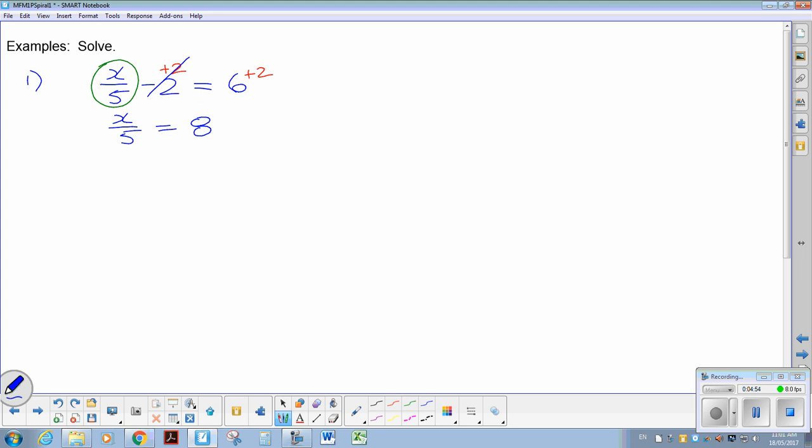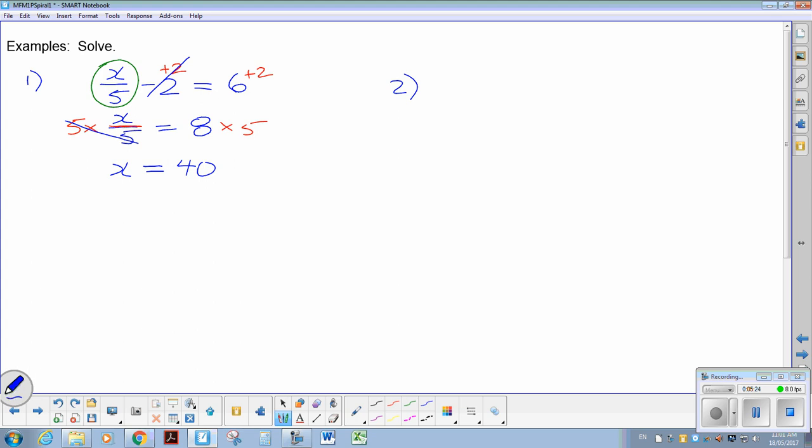Now, I have x over 5. This bar means division, so the opposite of division is multiplication, but whatever you do to one side, you have to do to the other. Again, I'm going to stress this. I need to see the red if you want full marks. I do not worry about the answer. I'm worried about your process. That's what's important. So there we go. For this equation to be true, x would have to equal 40.